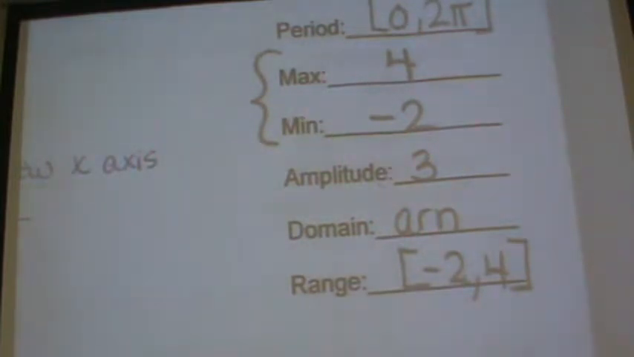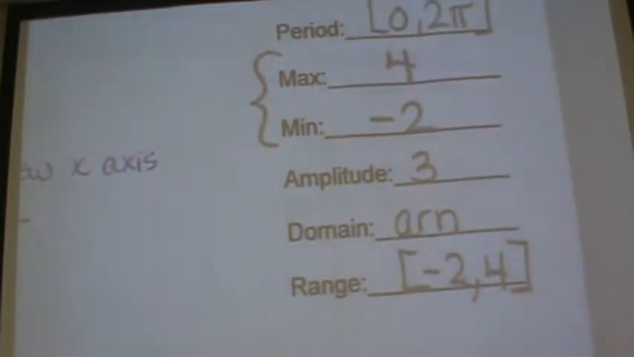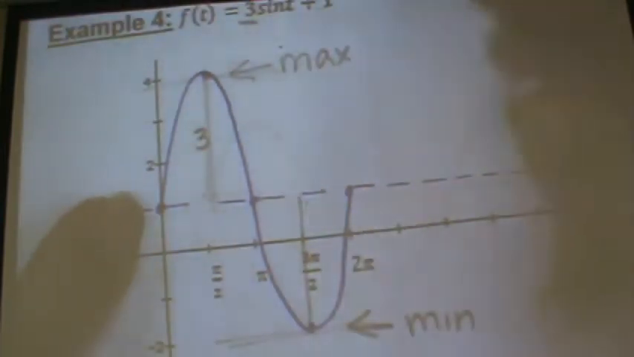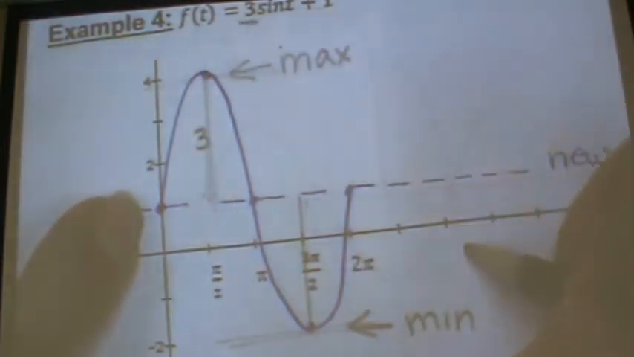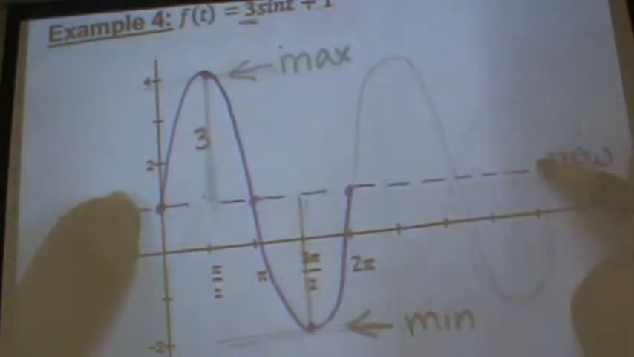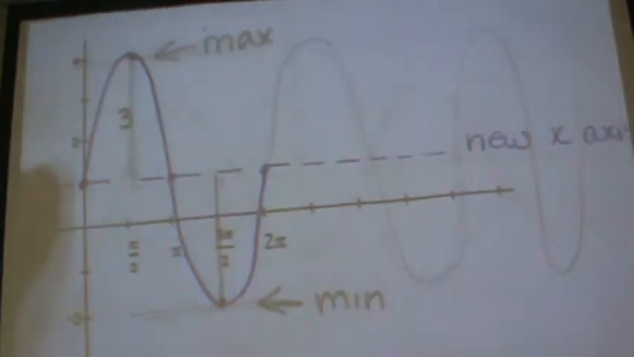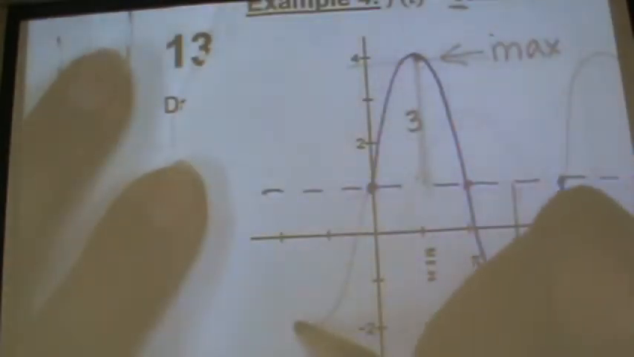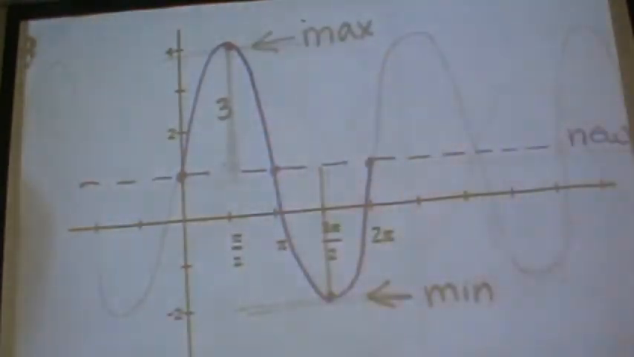So, you have to understand that because that is one complete cycle, what happens is it repeats itself. This thing is gonna keep going and going, and that's why your domain is all real numbers. And it can go backwards too. So this is gonna be the graph of it.